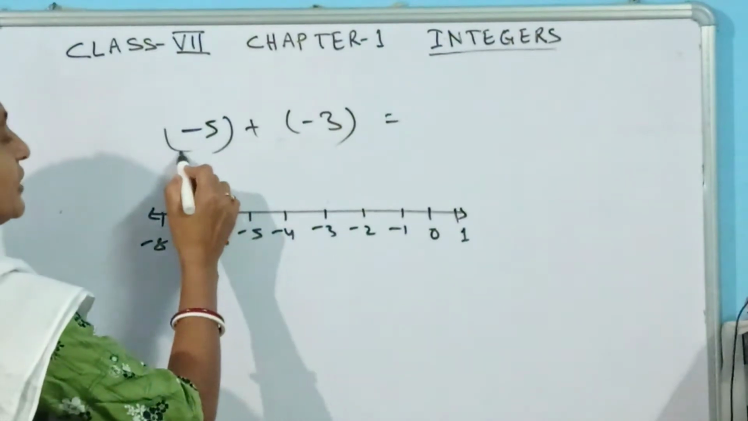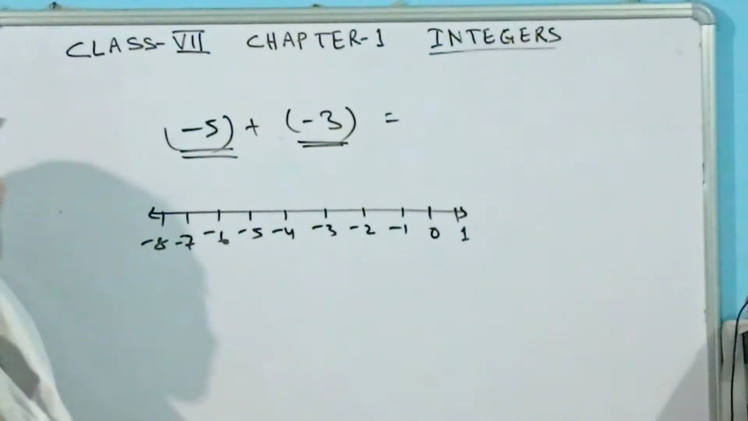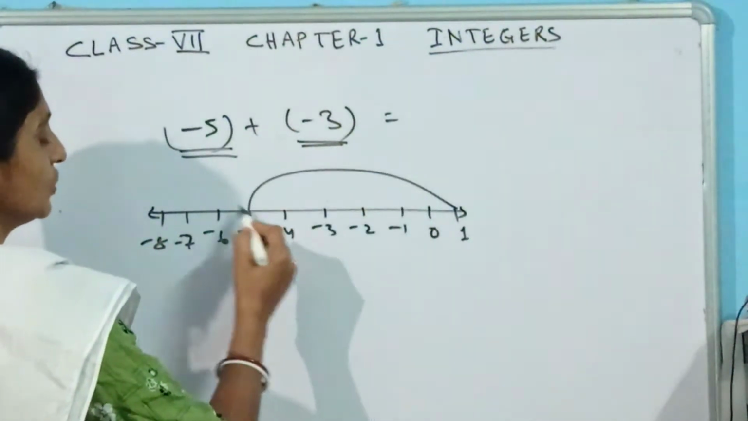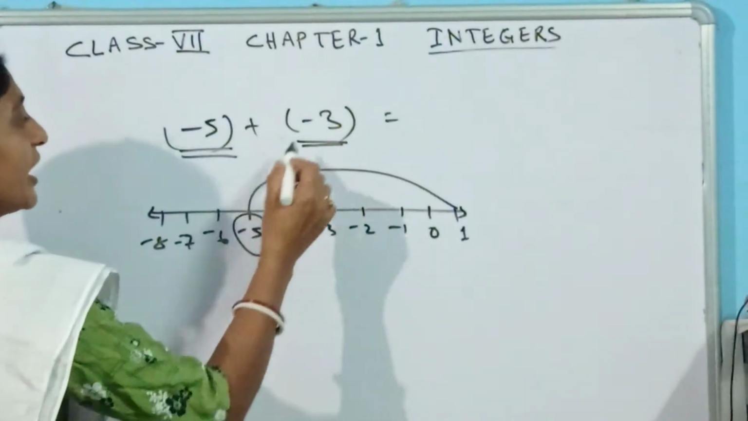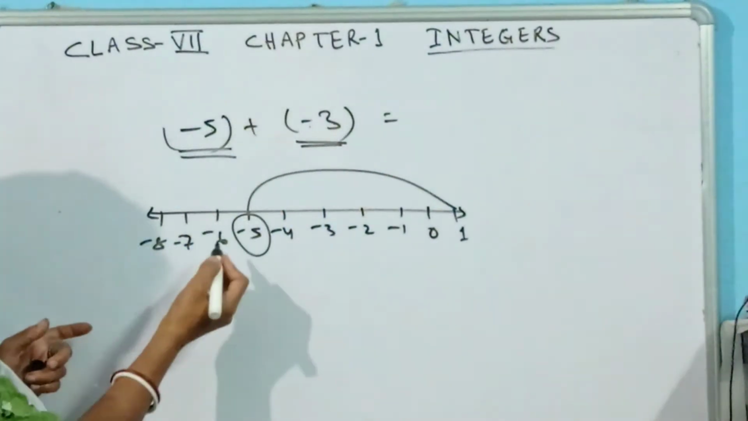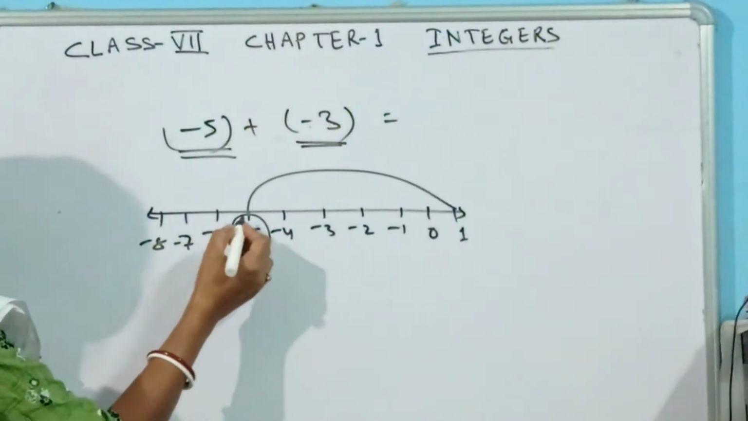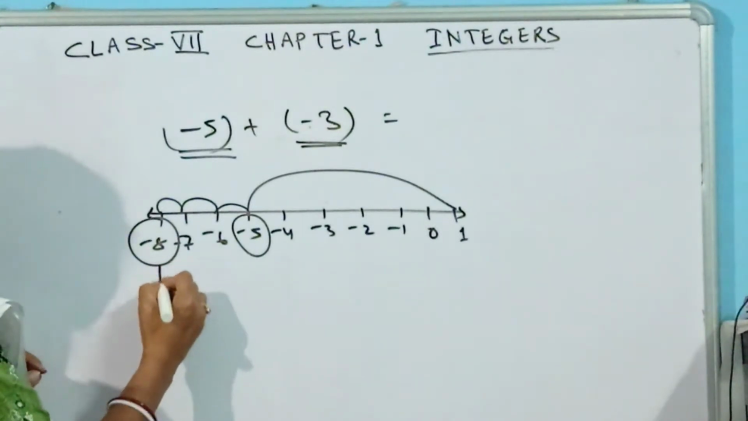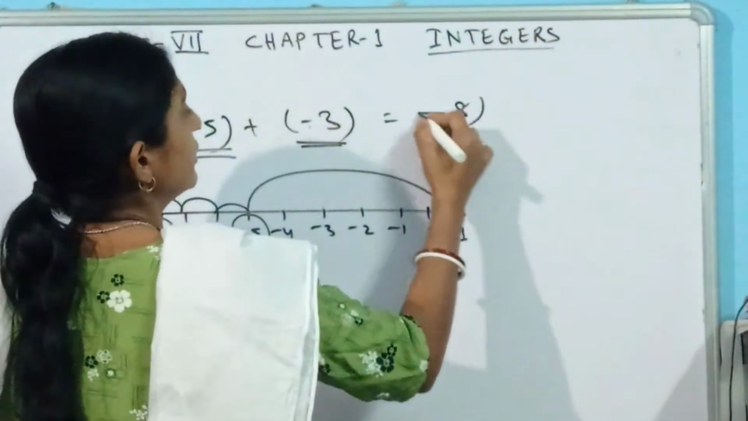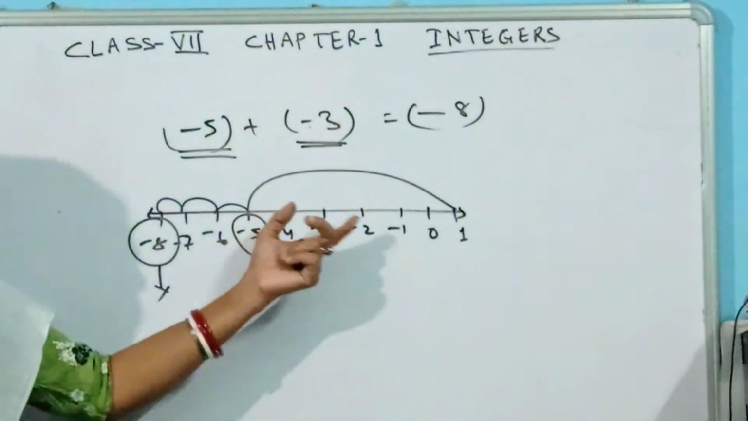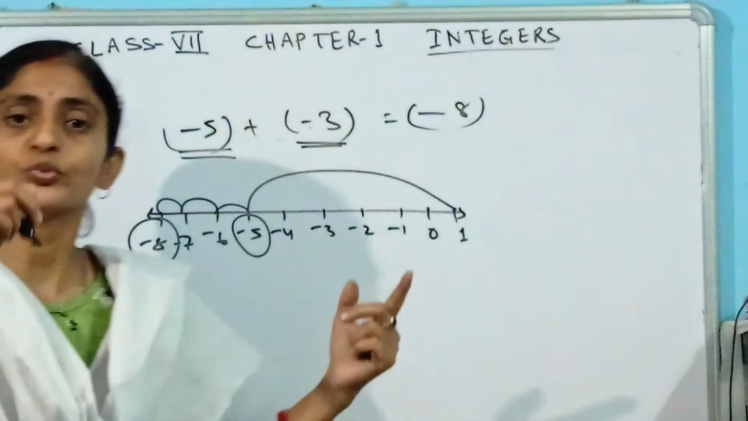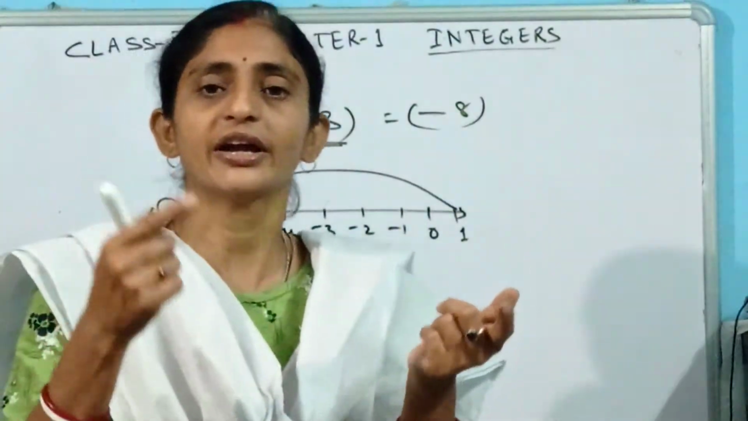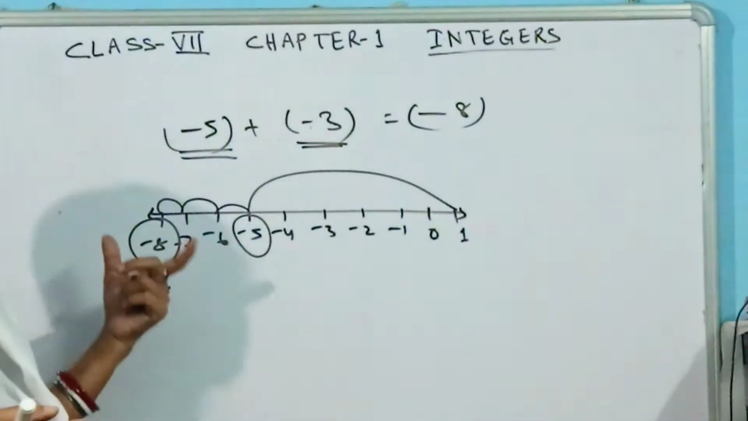So if I am going to add these two negative integers, on which side do we have to move? First, I will go to minus 5. Now with that, I have to add another minus 3. That means we move towards the left hand side. So where will we reach? 1, 2, 3 steps towards the left hand side. We reach minus 8, so our result is minus 8. So when we add two positive integers, we move towards the right hand side, and when we add two negative integers, we move towards the left hand side.